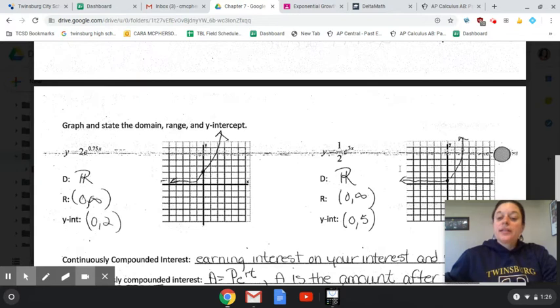For this one, this is still a growth because it has a positive exponent. Really, the only difference in this one is your y-intercept. That's actually a 0.5. I think the decimal's really faded. Or you could write it as 0, 1/2.